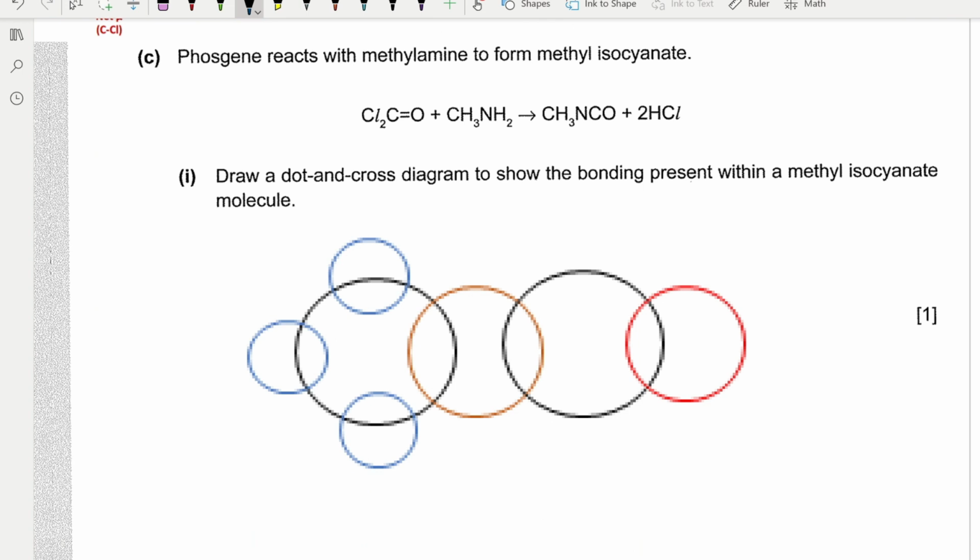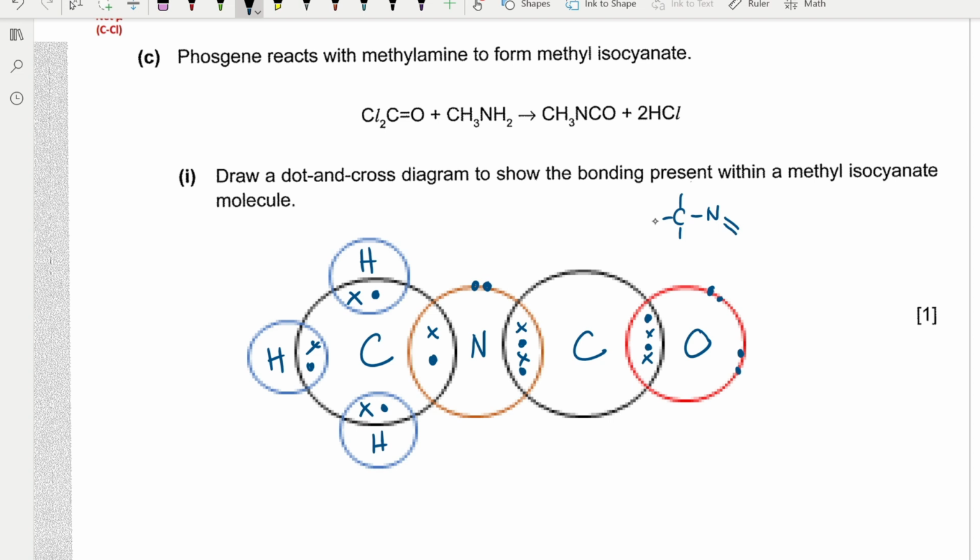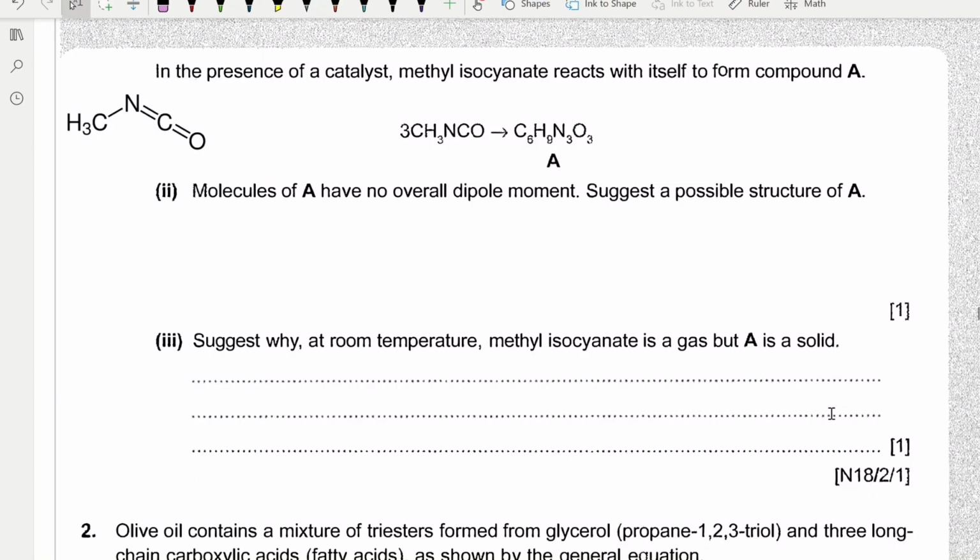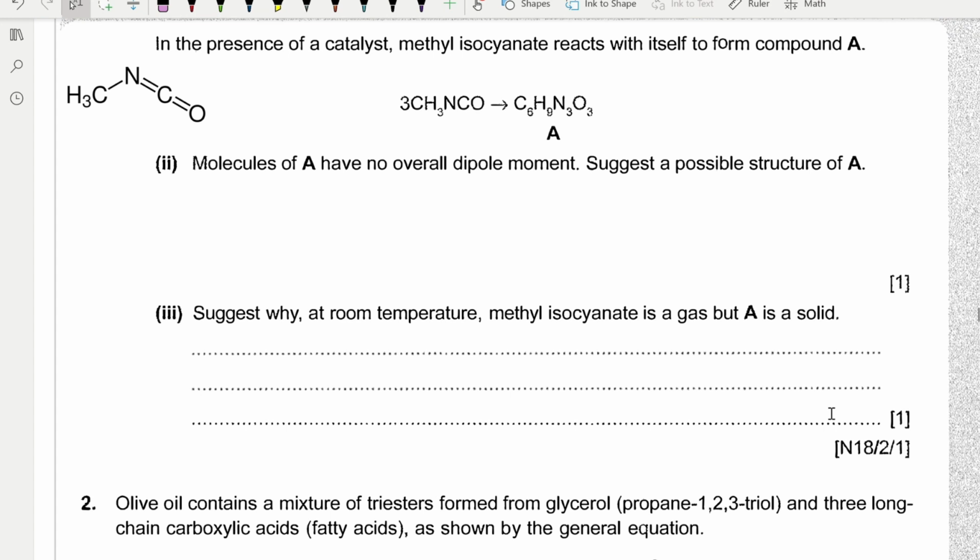Right? Phosgene reacts with methylamine to form methyl isocyanate, and draw the dot and cross diagram. So I have drawn here the rings. So the Lewis structure should look like this. All right, moving on. In the presence of a catalyst, methyl isocyanate reacts with itself to form compound A.